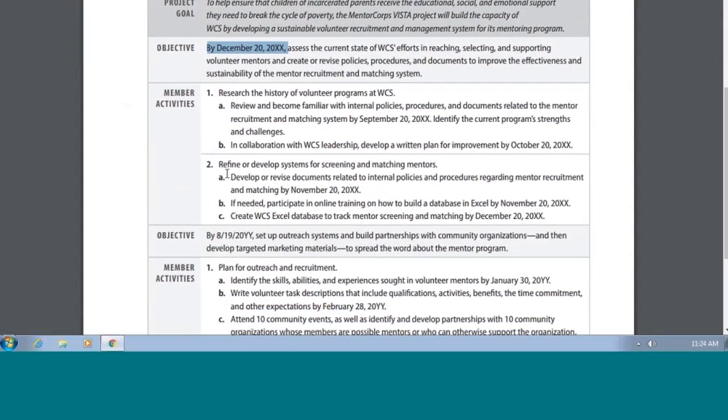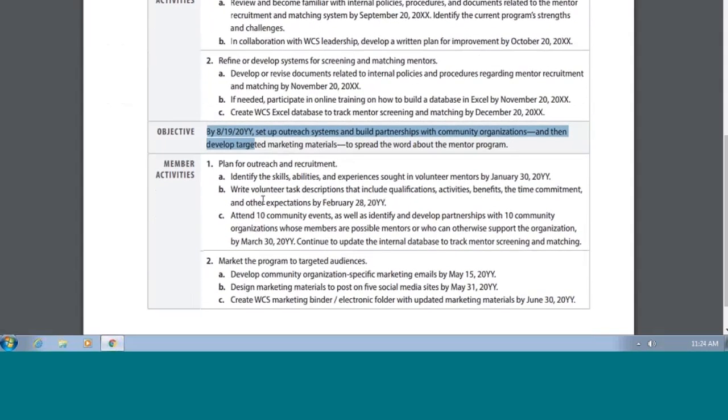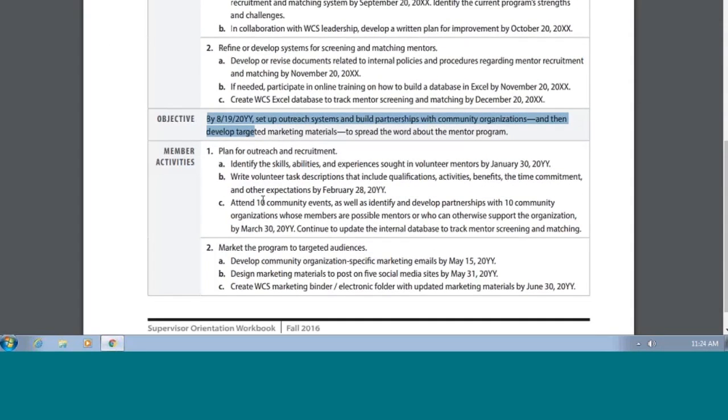Then the supervisor breaks down the member activities for each objective and includes sub-activities that will help the member achieve the overall objective. Notice that the member activities also have target dates for completion. Once again, it's letting them know what's a priority, when things need to be completed by, how to manage their time. The second objective in this example outlines members' activities for setting up the outreach system, building partnerships, and creating materials. Again, the activities for the member are very specific and doable within the project timeline.